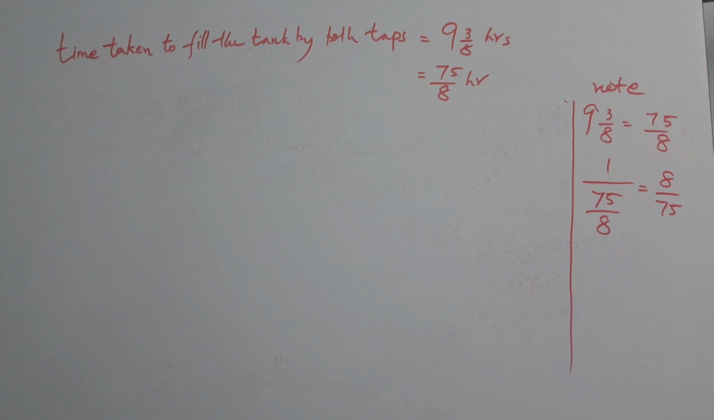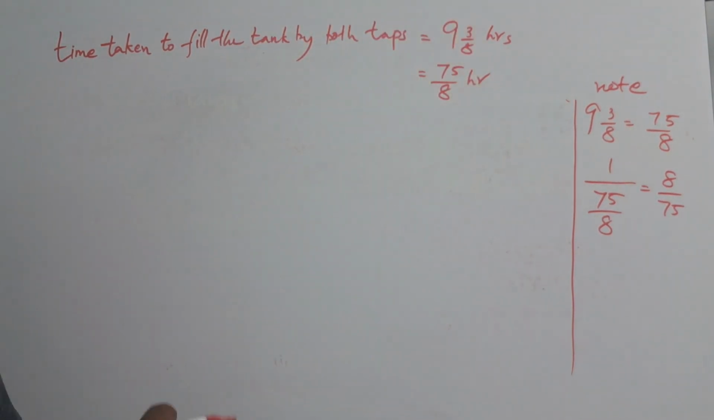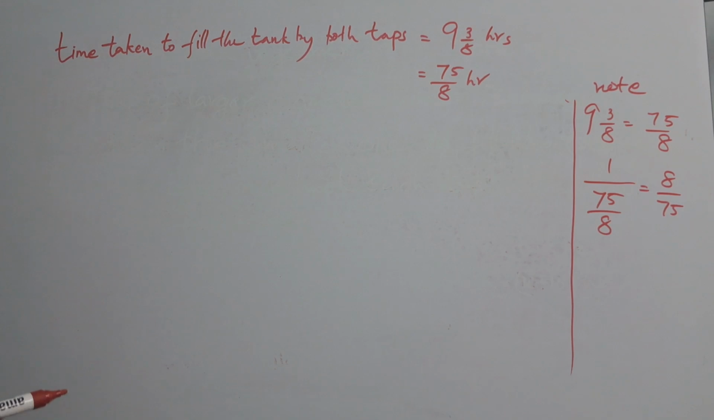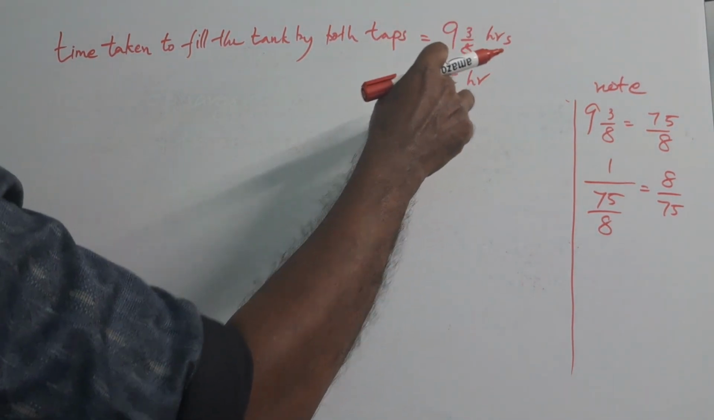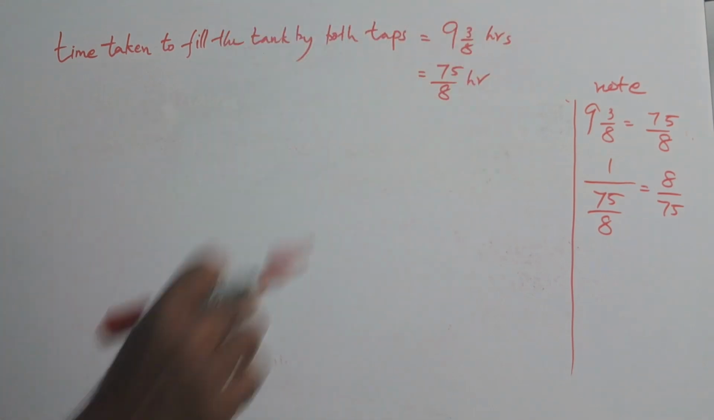The time taken to fill the tank by both the taps open is 9 and 3 by 8 hours, which is equal to 75 by 8. 9 into 8, 72 plus 3, 75.